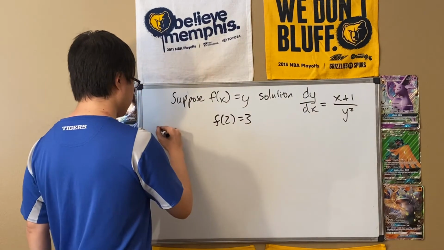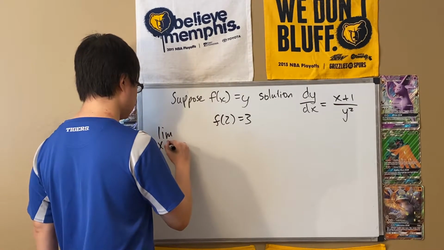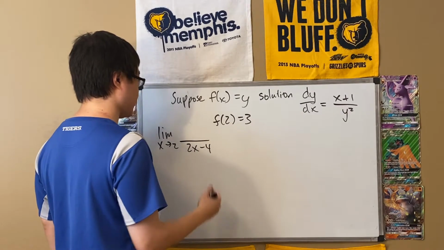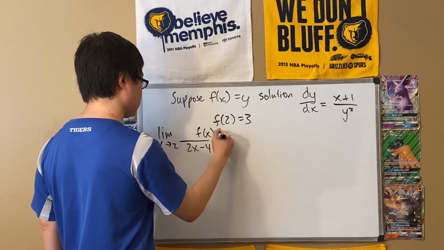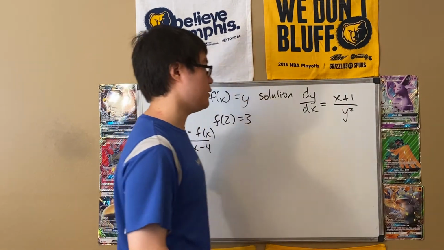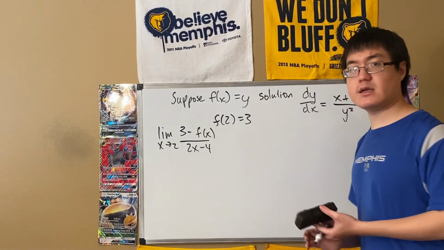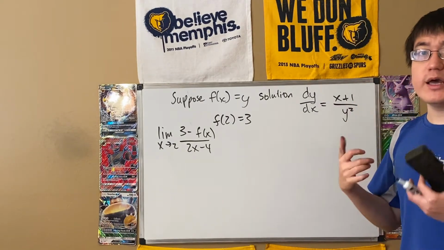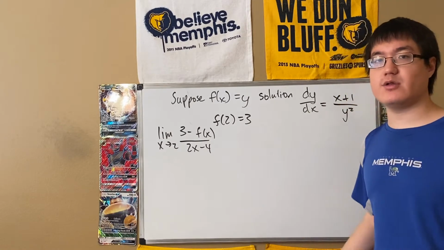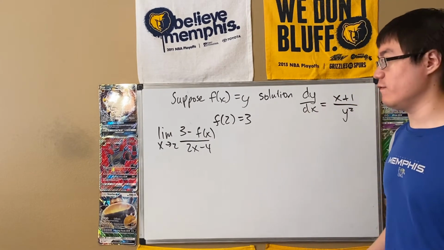And what we want to do is find the limit as x goes to 2 of 2x minus 4. We're going to have f of x, and then it looks like we want 3 minus this. So this is going to be my limit. Again, this is L'Hopital's rule. It's one of the most common techniques to do limits, especially because it was just added to the AB exam. So you always want to be aware of this.